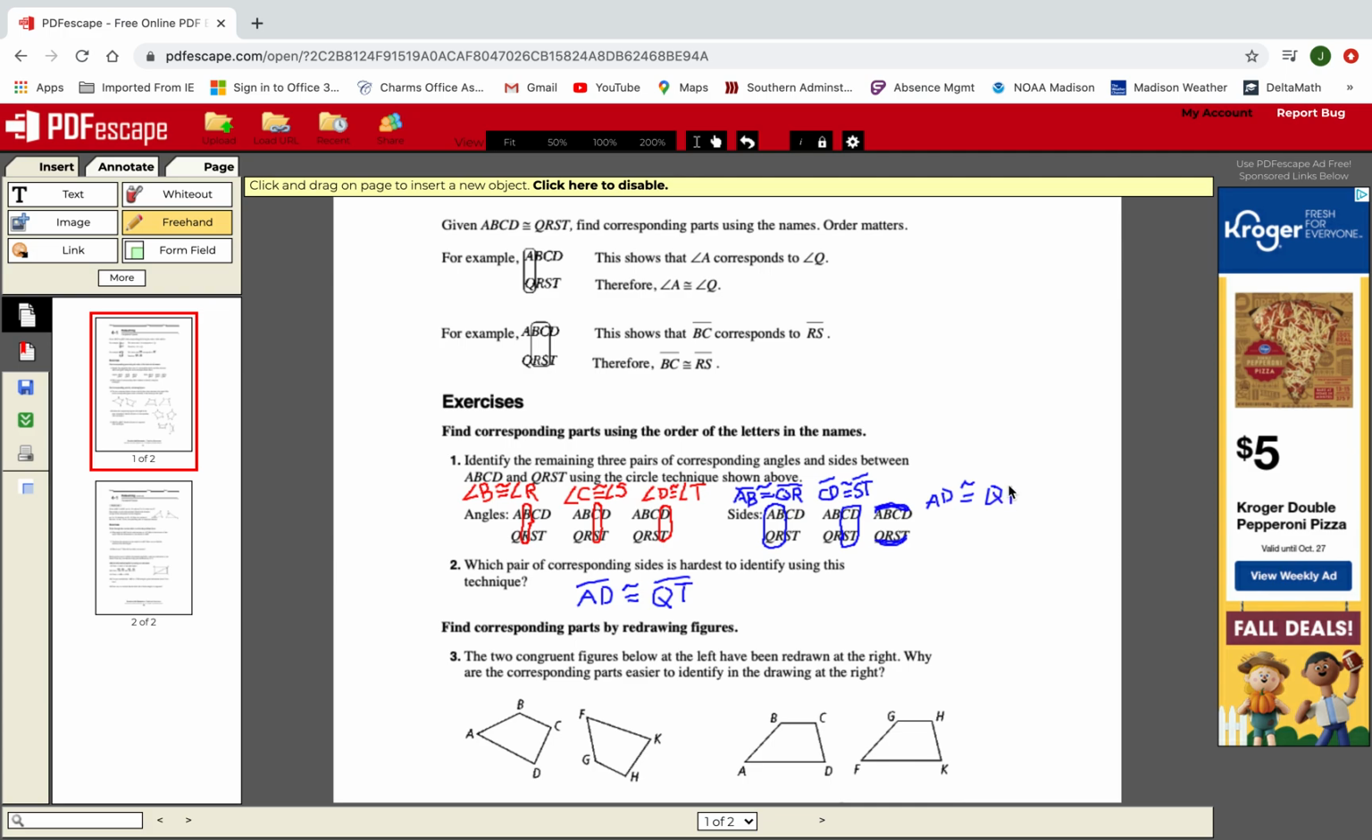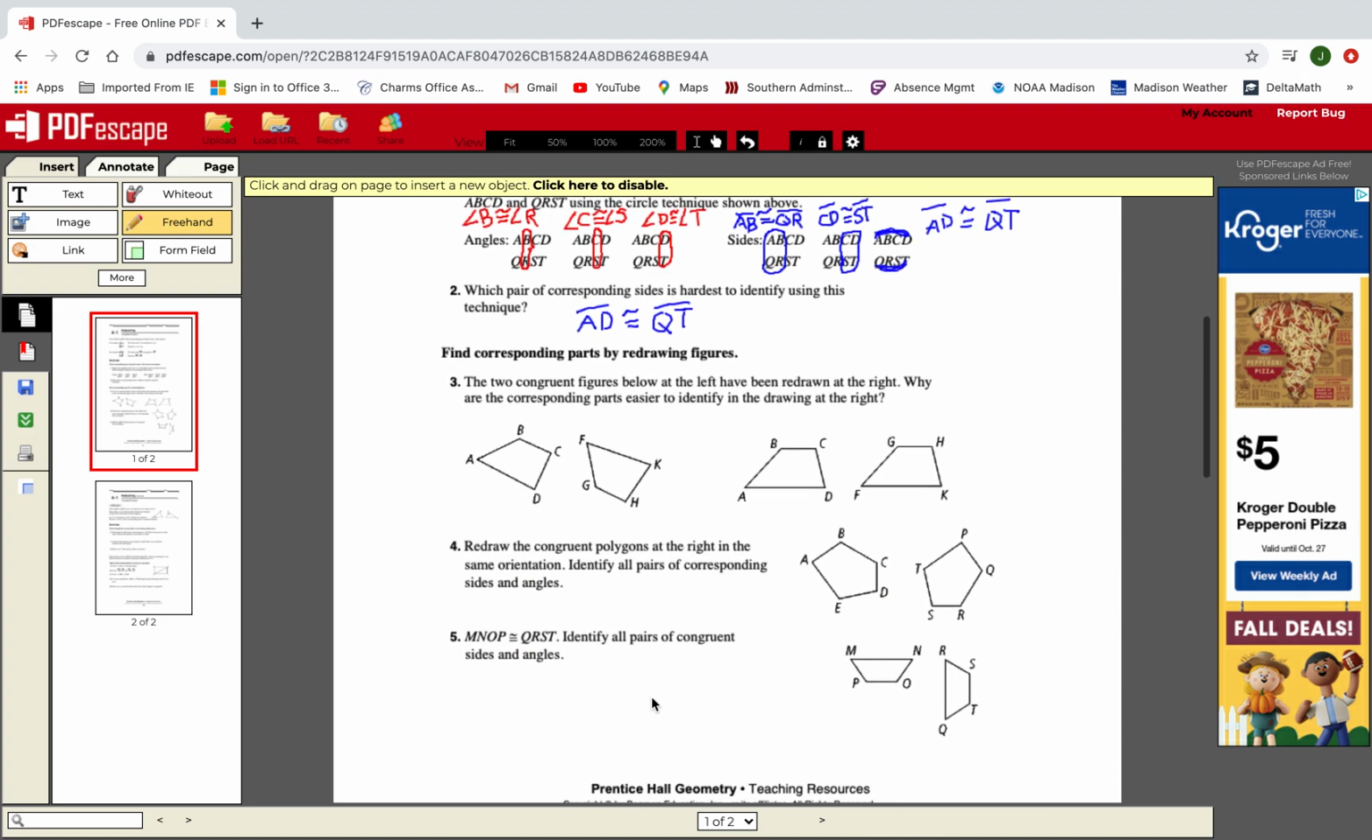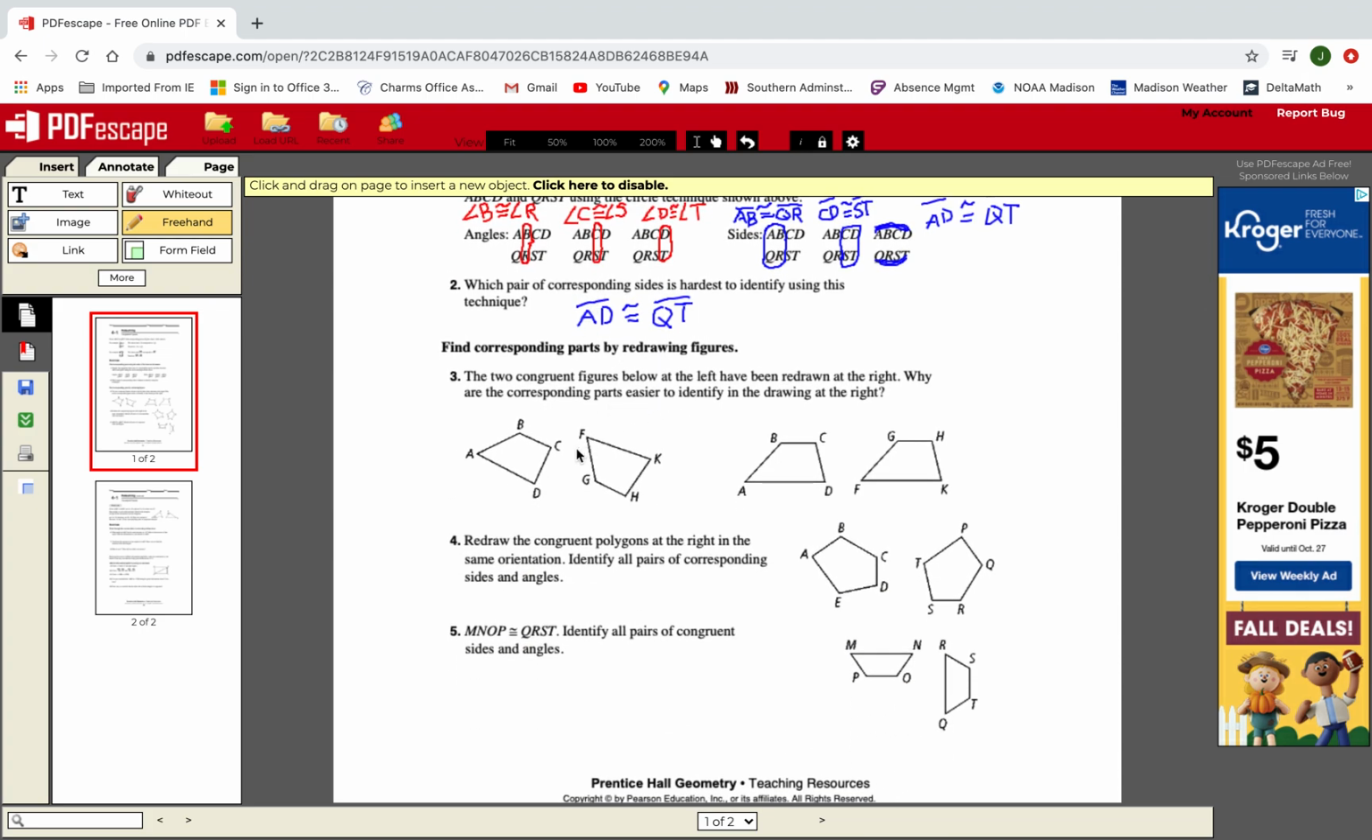It's a better Q than the other one. Okay. All right. So looking at corresponding parts by redrawing figures. Number 3 says the 2 congruent figures below at the left have been redrawn at the right. Why are the corresponding parts easier to identify in the drawing at the right? So if you'll notice, they have taken F, G, H, K, and they have flipped it over so that the same sides are in the same position, and they kind of straightened up ABCD too. So notice they're turned different ways in the first one, and here they're turned the same way.